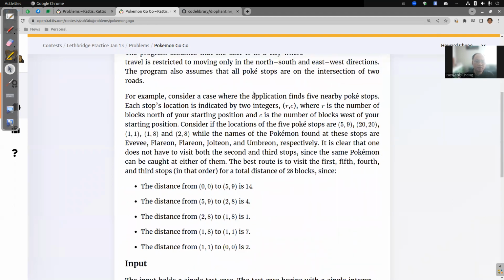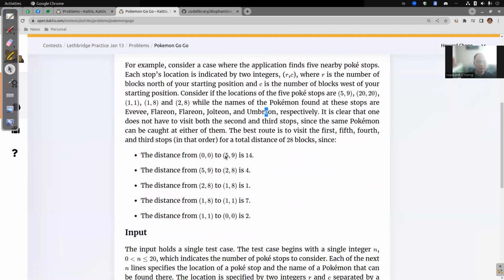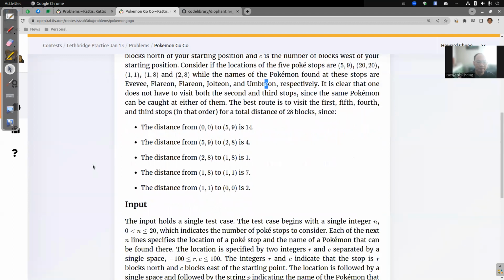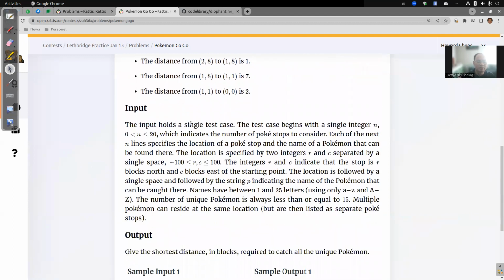For example, consider a case where the application finds 5 nearby Pokestops. Each stop location is indicated by 2 indices, R and C. If your 5 locations are these 5, and the names of these stops are these things, then it's clear that one does not have to visit both the second and third stop because they have the same Pokemon. So the best route is to visit the first, fifth, fourth, and third stop, and so on. And the distance is basically the sum of the differences in rows plus the sum of differences in columns. Okay, so the input can hold a single test case.